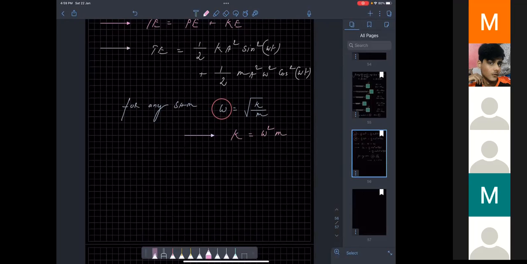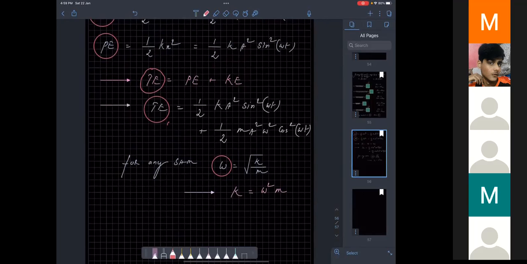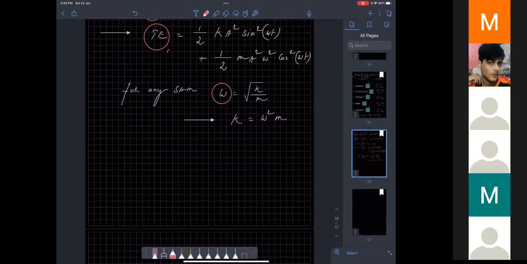Now I can substitute this in the equation of total energy, right? So tell me, what will be total energy? Half m omega square a square sin square omega t plus half m a square omega square cos square omega t.